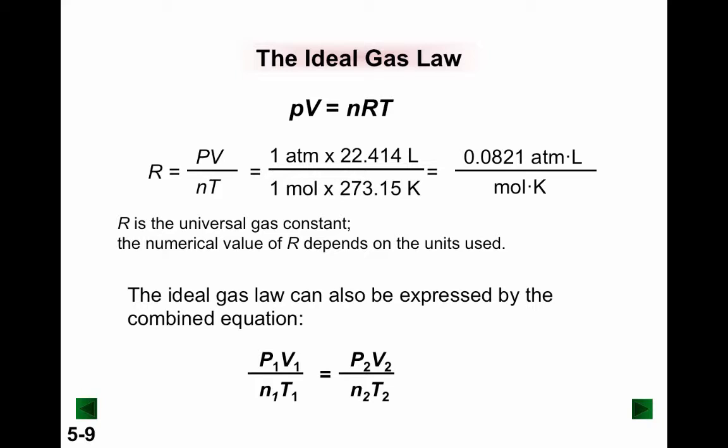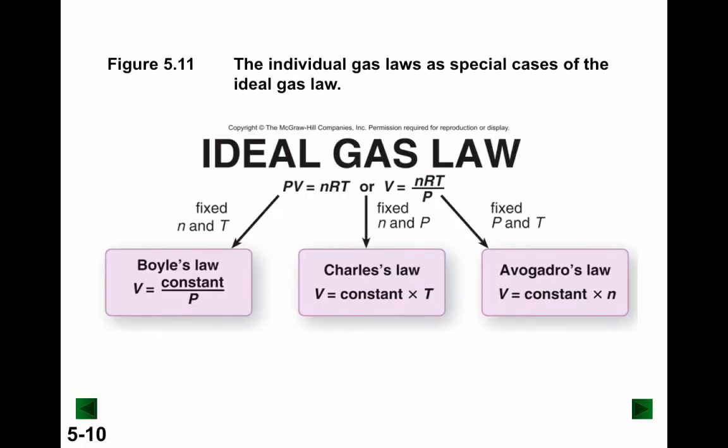If the moles are constant, the ideal gas law can be expressed as P1 V1 over T1 is equal to P2 V2 over T2. This figure makes a central point, which is that the ideal gas law becomes one of the individual gas laws when 2 of the 4 variables are kept constant.